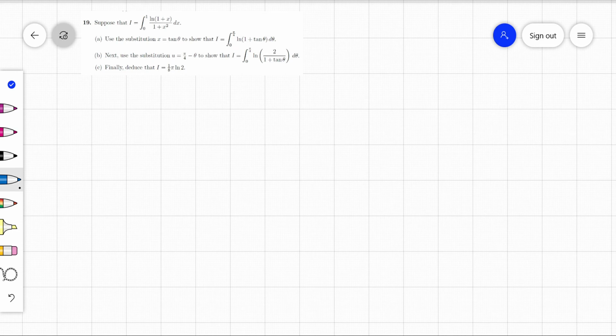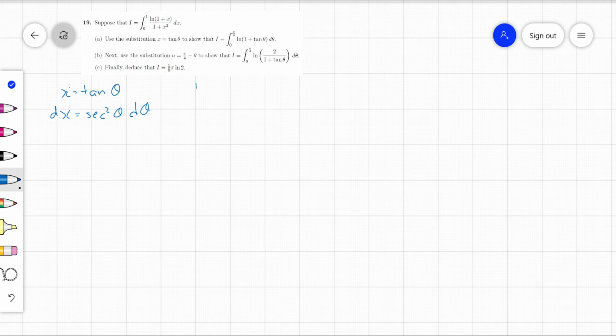So first we have to use a substitution t equals tan theta. So I'll just write that down. We're using t equals tan theta, and therefore we know that dx is sec squared theta d theta. Alright, that's the first one we have to use. So let's have a look at the integral then.